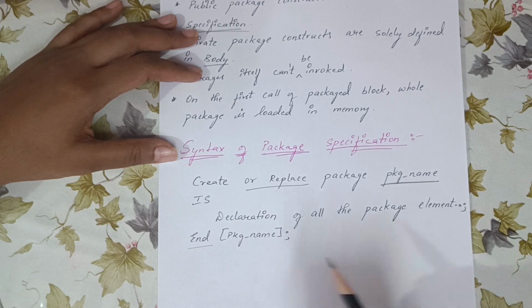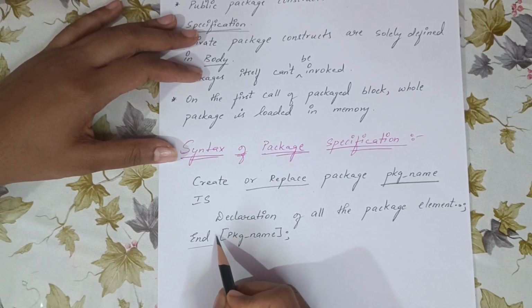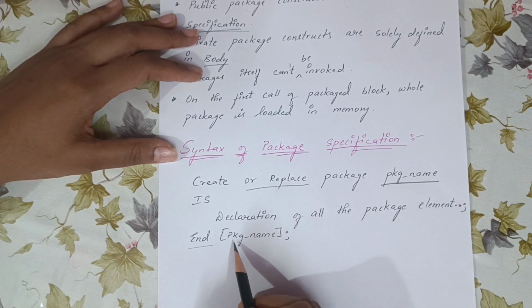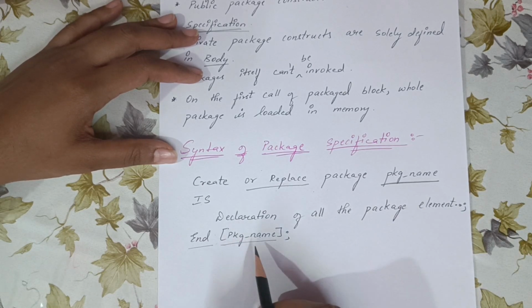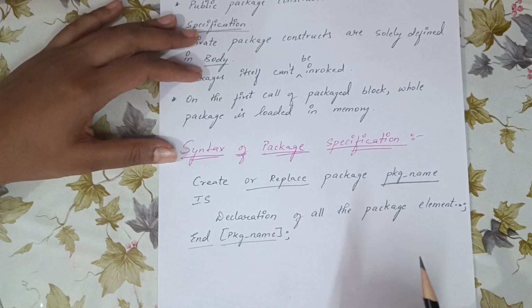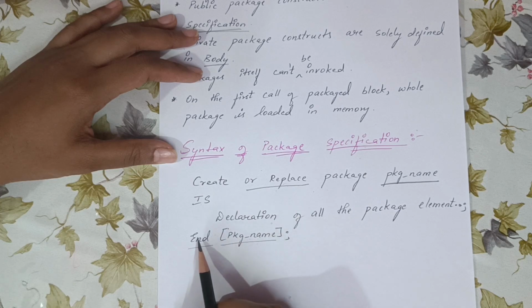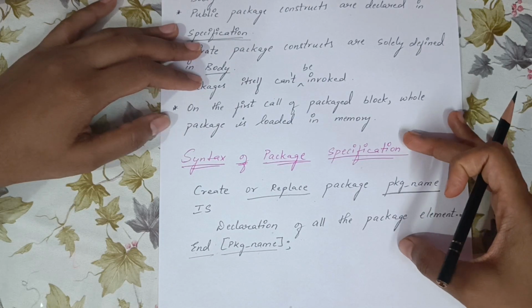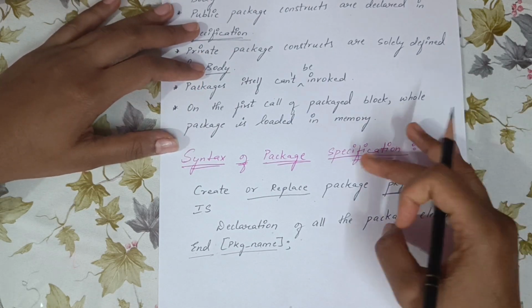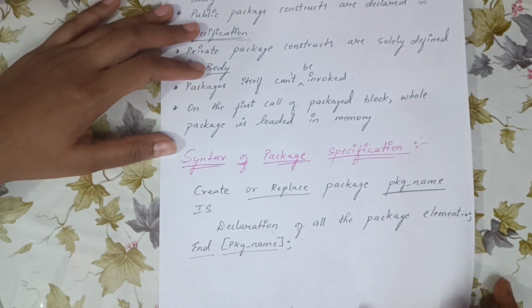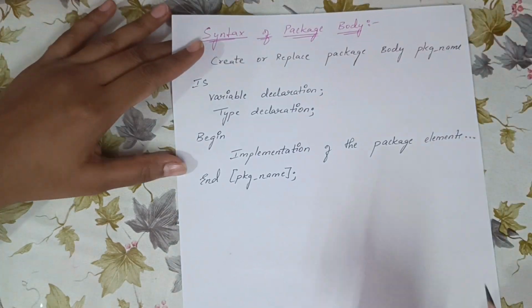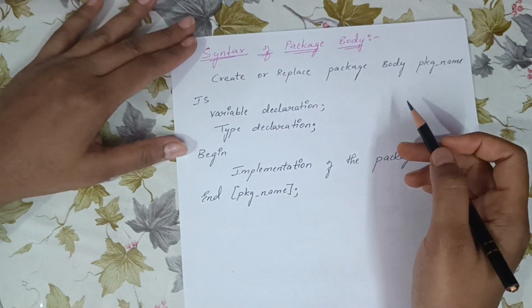And then it is followed by the end keyword. You can terminate it with a semicolon. Here we can again define the package name, which is optional. You can just skip it and write the end keyword followed by a semicolon. This part is the syntax for the package specification, where we are only defining the functions and procedures and the things you want to declare.